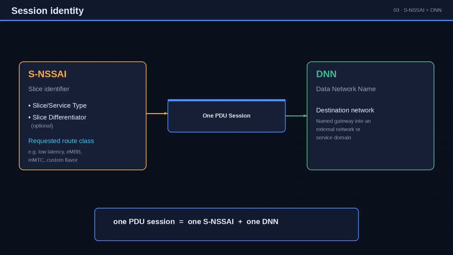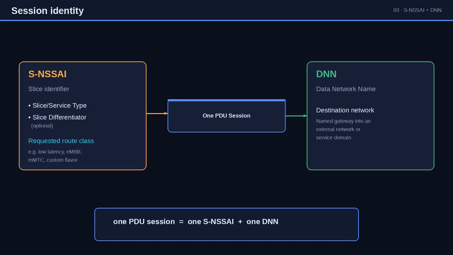That is why every PDU session carries two identities. The first is S-NSSAI. Say it as S-NSSAI. It identifies the network slice the session wants. Inside it, you will find a slice service type, and optionally a slice differentiator when you need to pick among slices of the same type. Think of S-NSSAI as the requested route class: low latency, enhanced mobile broadband, massive machine traffic, or a custom service flavor. The second identity is the DNN, the data network name.